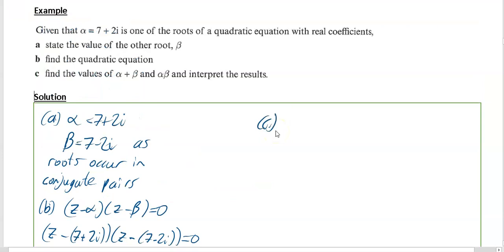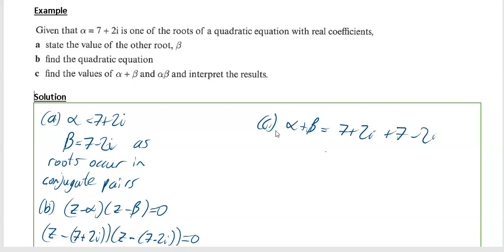Okay, part C of this question says find the values of alpha plus beta. So if you do alpha plus beta, that's just going to be 7 plus 2i plus 7 minus 2i, which just equals 14. And then you have to find alpha beta.